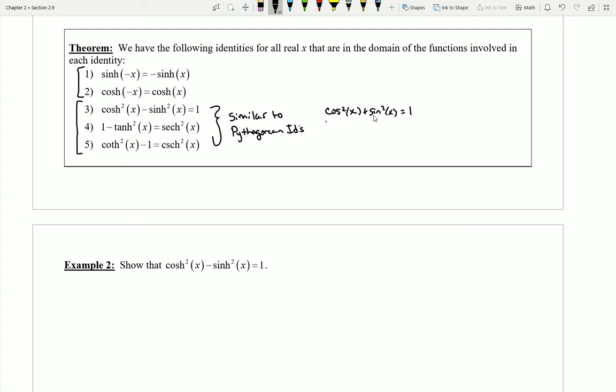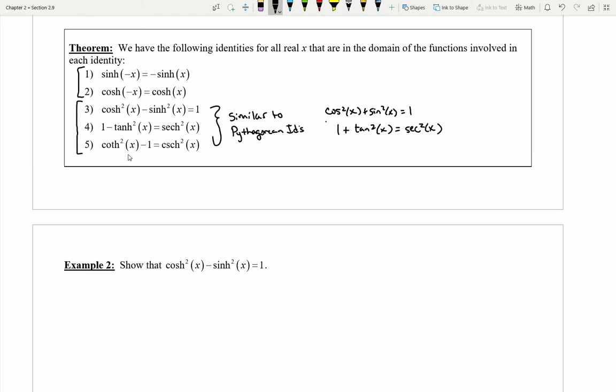Remember that if you were to divide everything here by, say, a cosine squared, you would end up with a 1 plus a sine squared over cosine squared, which would be a tangent squared, and 1 over a cosine squared would be a secant squared. Here's another important Pythagorean identity. And again, very interestingly, the same behavior occurs over here when working with the hyperbolic trig.